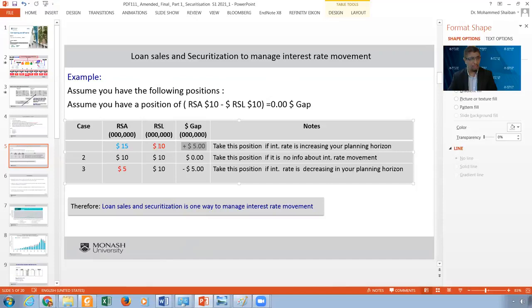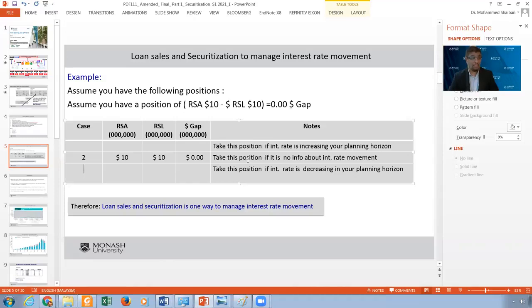So this is the position I have now, and I am trying not to be impacted by changes in the interest rate in the future. I don't have enough expertise to forecast the movement of the interest rate. But if I had the forecasting capabilities and the expertise to know the movement of the interest rate, I would want to take advantage of this.